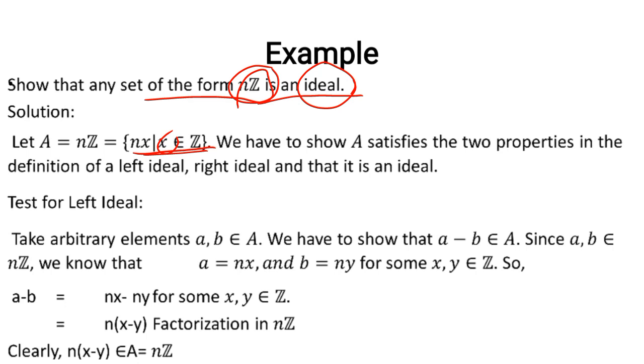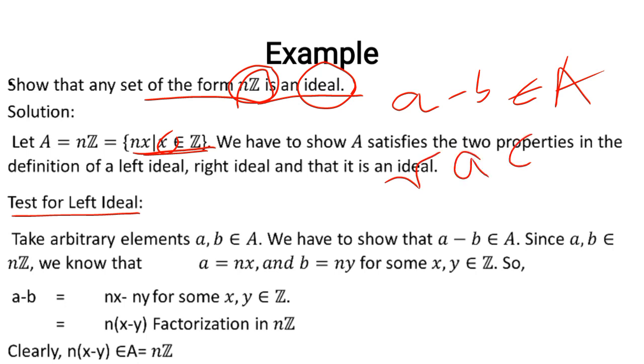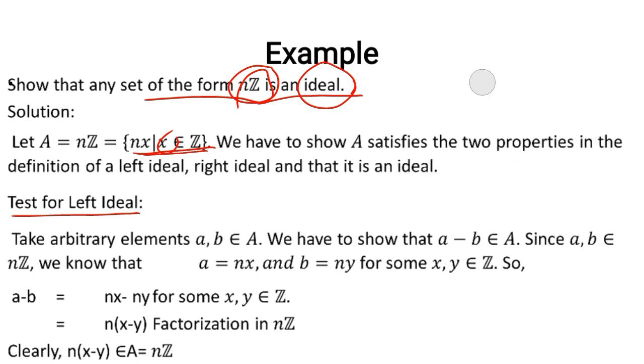What do we do then? We first test the left, and then we test the right, and we have two identities it must satisfy. If you take A minus B, it will be in the ideal A. And if you multiply by the left, A, it will be in A. So we check this to check for the left ideal, as you can see on the screen.